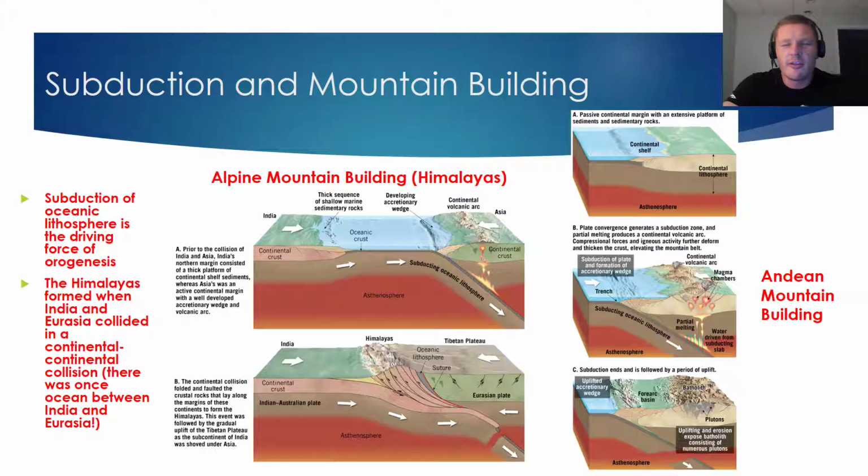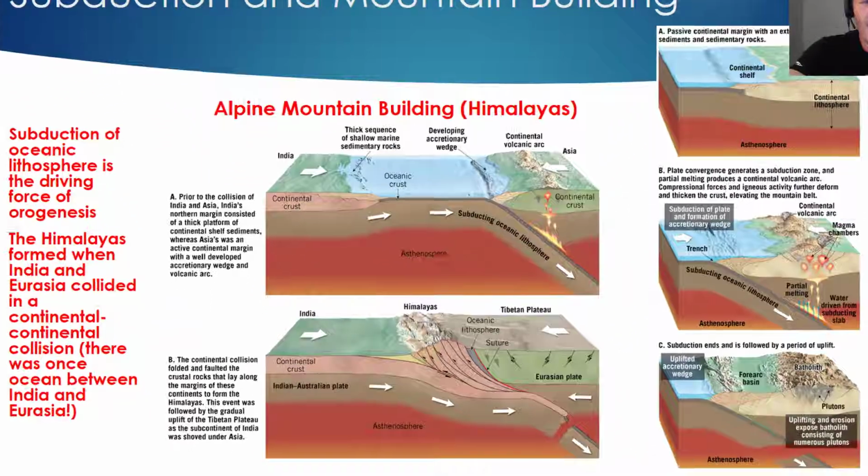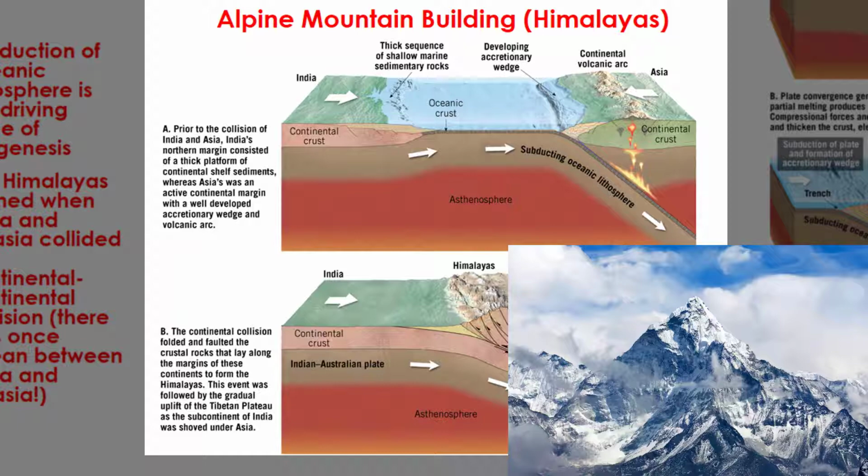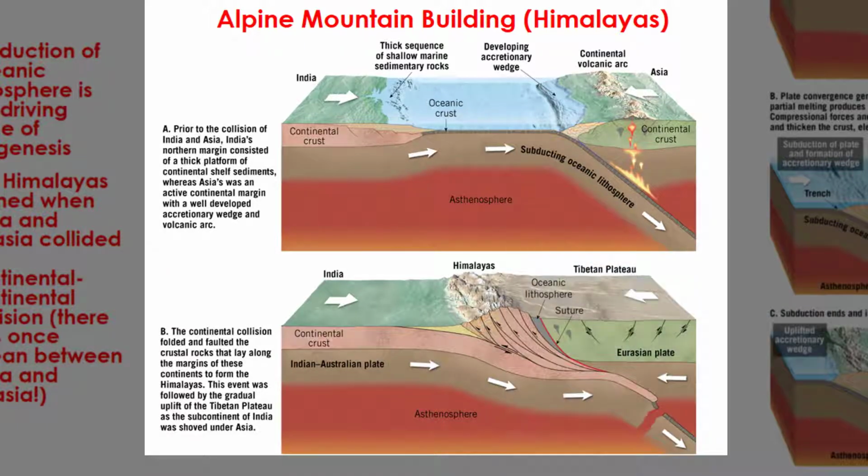Okay, let's talk about subduction in mountain building. And here is an equally important bullet point that you should probably jot down. Subduction of oceanic lithosphere is the driving force for orogenesis. For our first mountain building example, let's talk about alpine mountain building. And we'll consider the Himalayas when we talk about alpine mountain building because they are the perfect example for this mechanism. The Himalayas formed when India and Eurasia collided in a continental-continental collision.